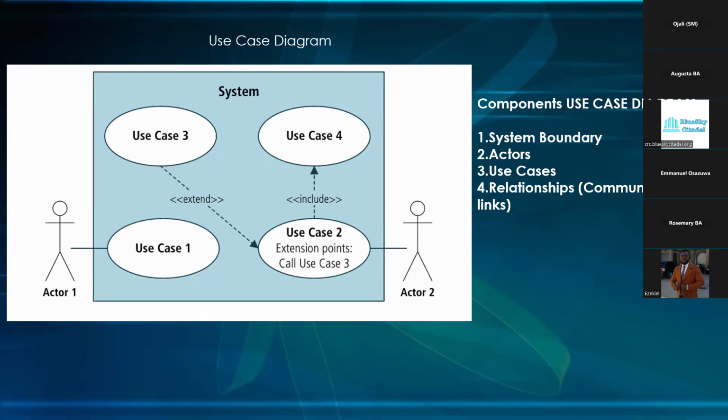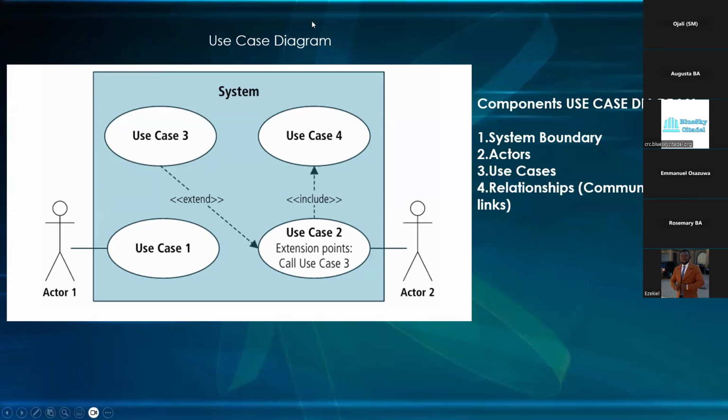Then the external environment are the people that are going to be interacting with the system. Those ones we call actors. That's where we have actor one and actor two. We also have use case or use cases. Use cases are simply, you can see use case one, use case two, use case three, and use case four. Those are simply the activities or the functions or the features within the system.